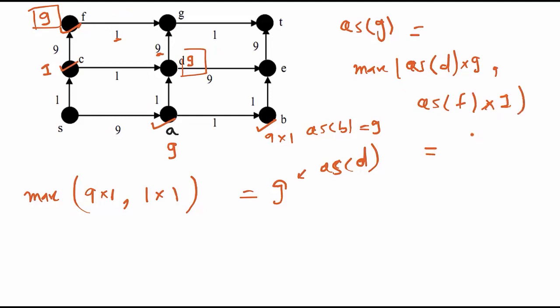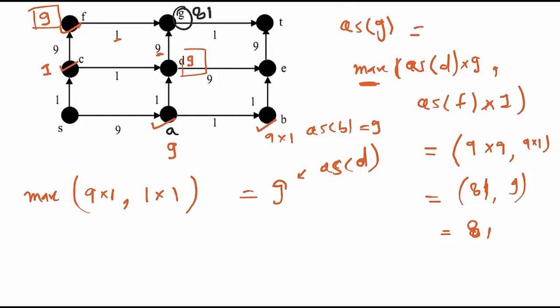So I can easily compute it. What is the quality score of D, which is 9, into 9, comma, what is the quality score of F, which is 9, into 1, which is nothing but 81, comma, 9. The maximum is 81, right? Because I need to take the max. So 81 is the quality score of G.